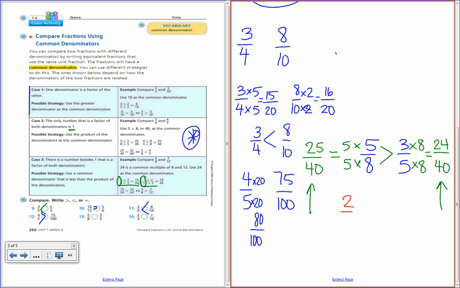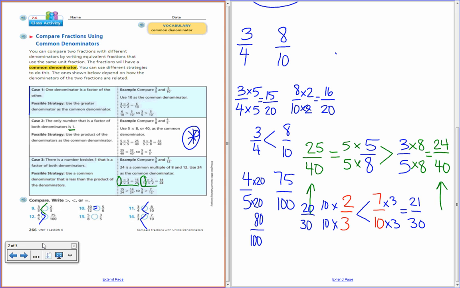2/3 and 7/10. Again, ones that don't really relate that great to each other. So we're just going to use the other denominator to get some equivalent fractions. 20/30, 21/30. So 7/10 is greater than 2/3.